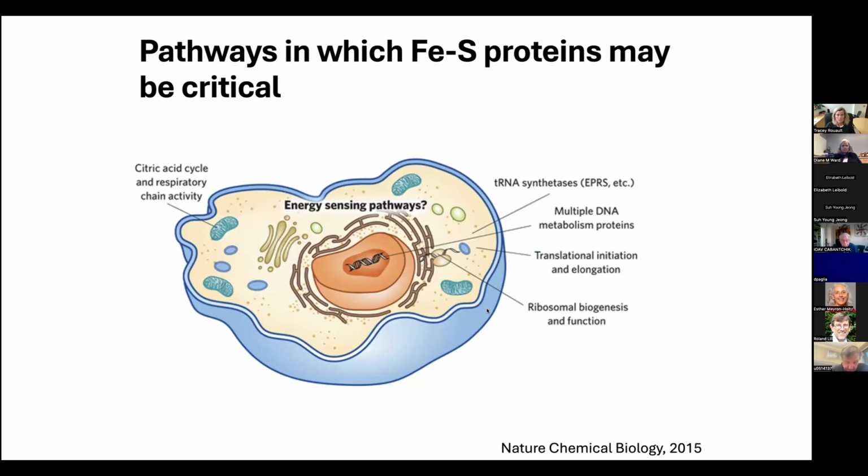Pathways in which iron sulfur proteins may be critical. We know about the citric acid cycle and the respiratory chain already. A lot of tRNA synthetases, many DNA metabolism proteins, translational initiation and elongation, ribosomal biogenesis and function, and untold other pathways that really haven't been examined with an eye towards finding a point at which an iron sulfur cluster would make the difference.